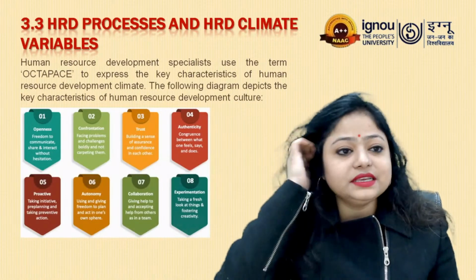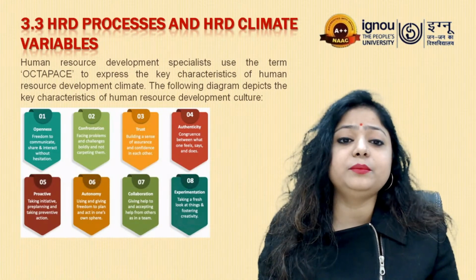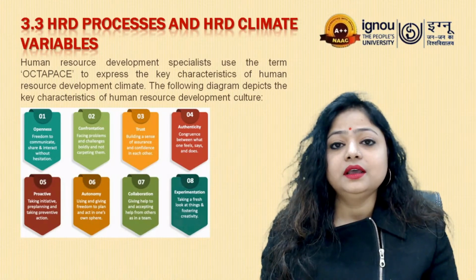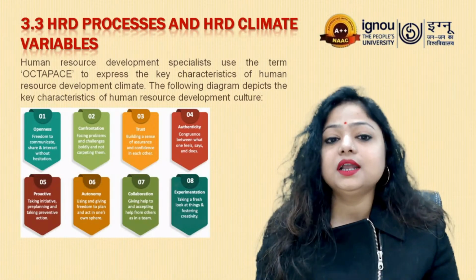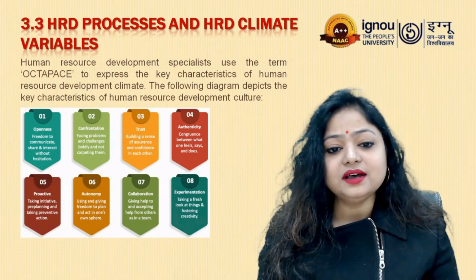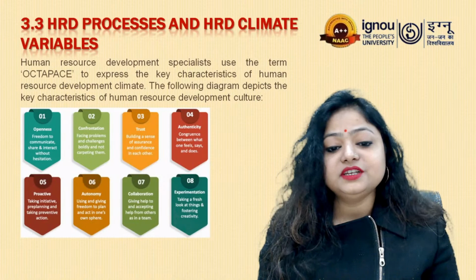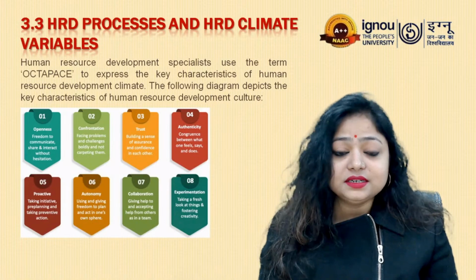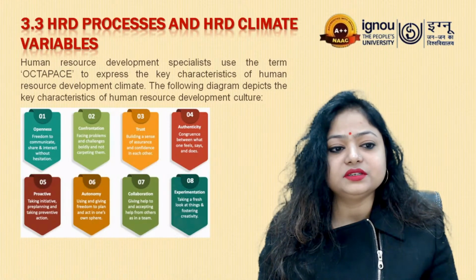Now, as we've seen, I used the word OCTAPACE. As human resource development specialists, we use this term OCTAPACE to express the characteristics, the basic key points that every human resource development climate must have. That is openness, confrontation, trust, authenticity, proactivism, autonomy, collaboration, and experimentation. Now, these key characteristics are also factors of the human resource development process.